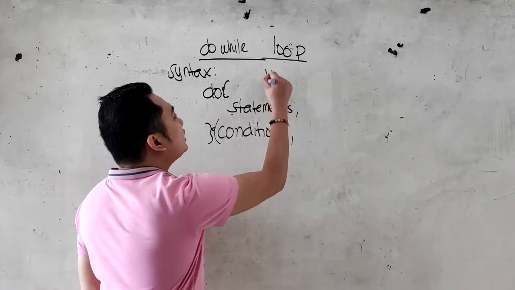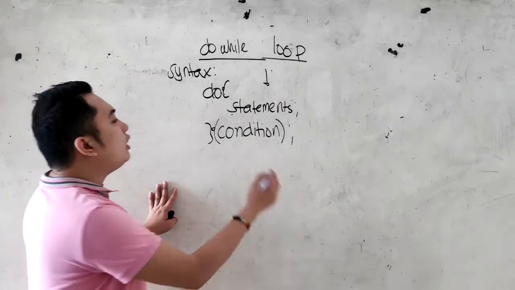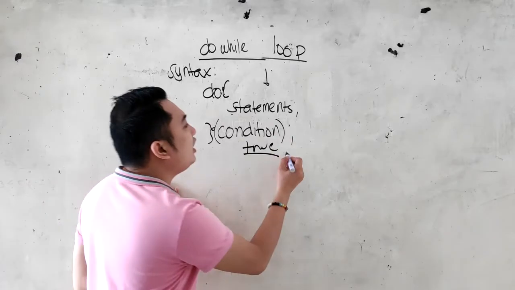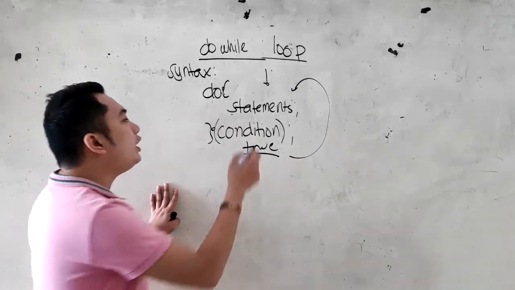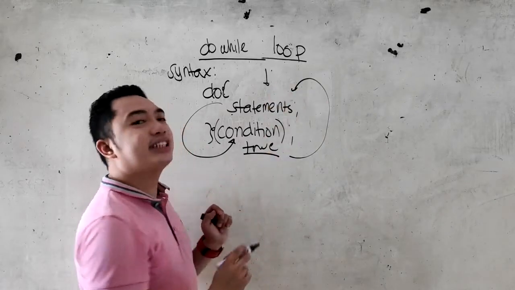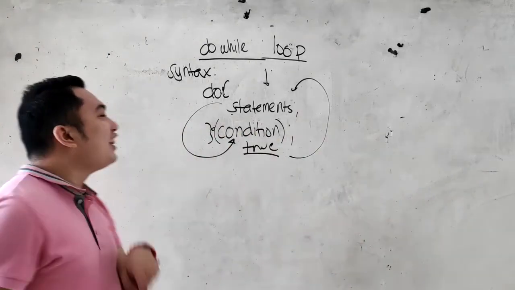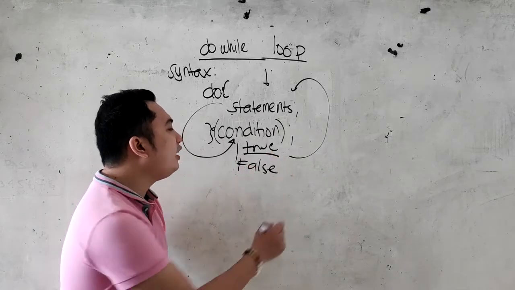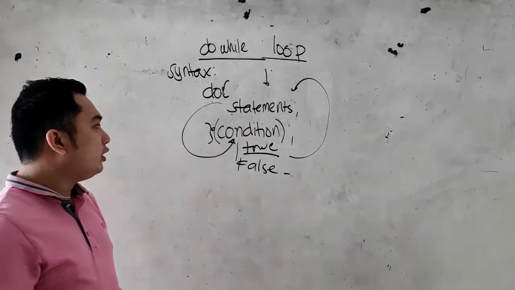So it will basically start here in the statements. It will execute the statements there, and then it will test the condition. If the condition is true, it will execute the statements again. And after execution of the statements, it will go back to the condition. If the condition is still true, it will execute the statements again, until such time that the condition is evaluated to false. When the condition is false, the do-while loop will be terminated.